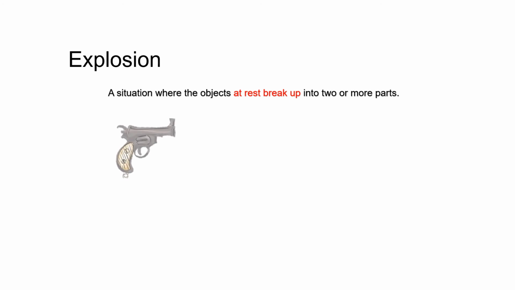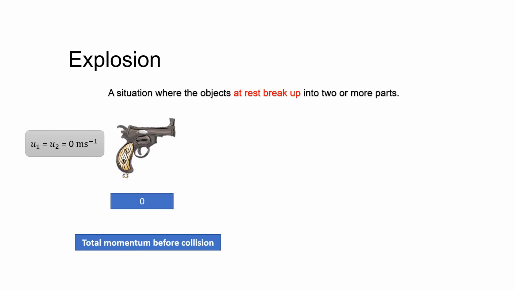Finally, we are in the last section, the explosion. What is explosion? Explosion refers to a situation where the objects at rest break up into two or more parts. Shooting a gun is an example of explosion. Before the shot, the gun and the bullet are at rest, which means u1 and u2 equal 0. Therefore, the total momentum before the collision is 0.